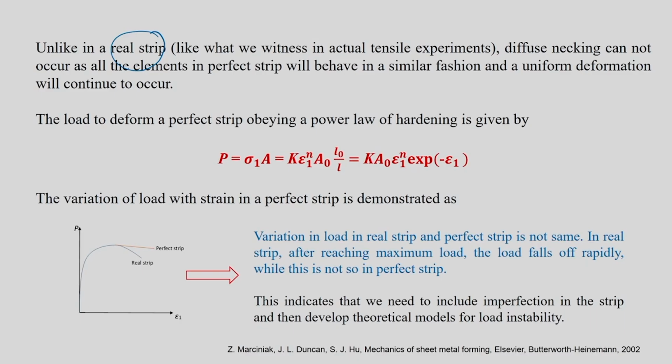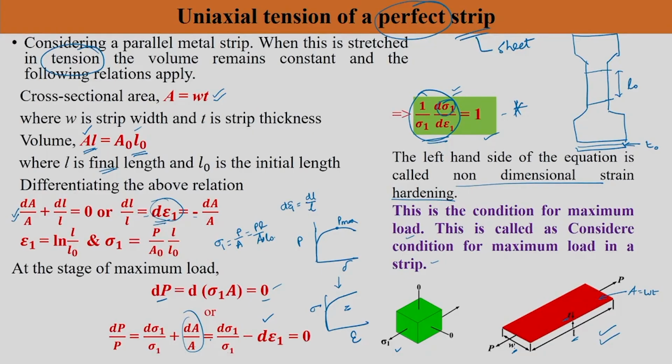But if you really look into this type of gauge region which we have picked up and analyzed, you will see that the entire strip is actually perfect. There is no defect available in this material. It is not defective at all. So it is actually not a real strip. It is actually a perfect strip. Real strips are actually imperfect strips.